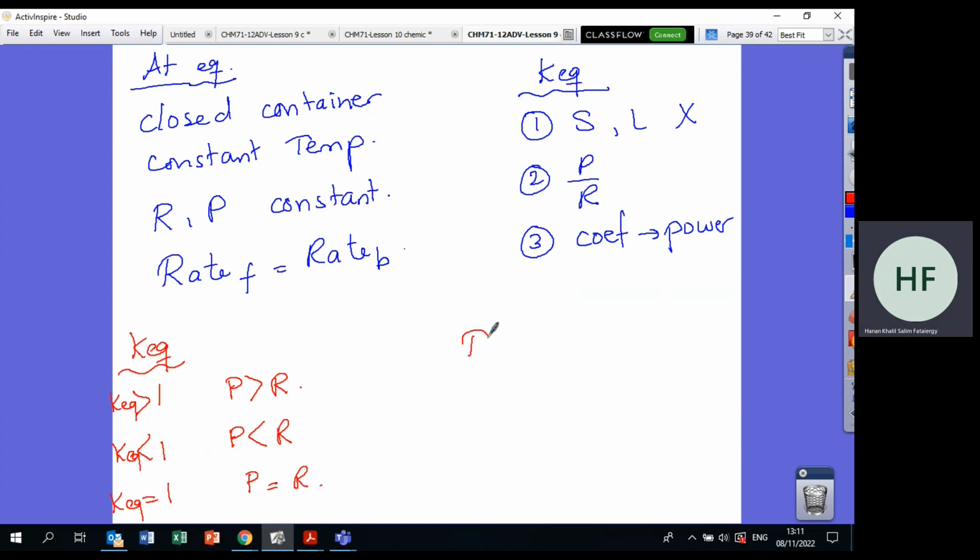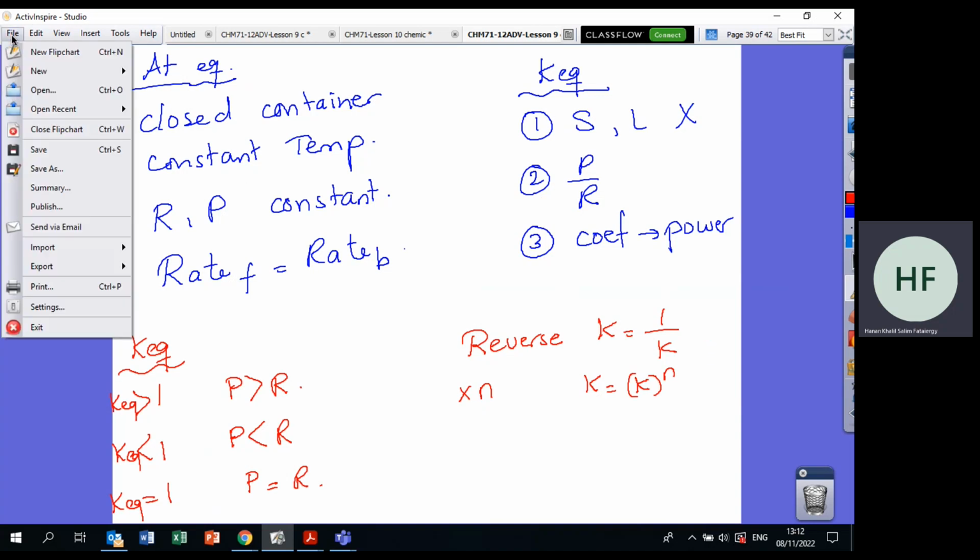The last thing you need to remember: if we reverse a reaction, K is equal to 1 over K. If we multiply by n, K is equal to the old K to the power n. The number becomes a power. Okay, now this is a summary of the whole equilibrium lesson.